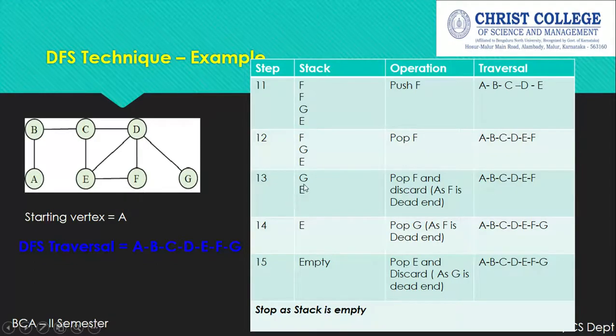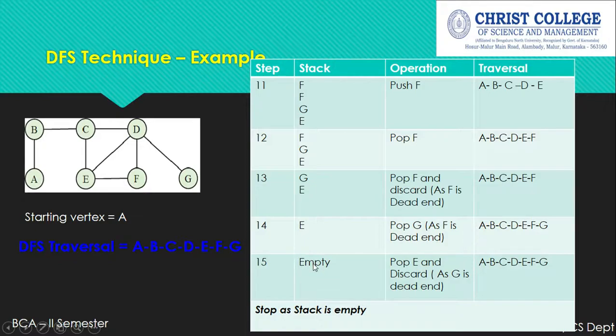Okay. So the remaining elements in the stack are G and E. Now we are again popping the stack because F is a dead end. When we pop, G is popped from the stack and it is added to the traversal. So A, B, C, D, E, F, G is the traversal list so far. The stack is left with the element E. G is again a dead end because G has only the adjacent element D, which is already visited. So G is a dead end.